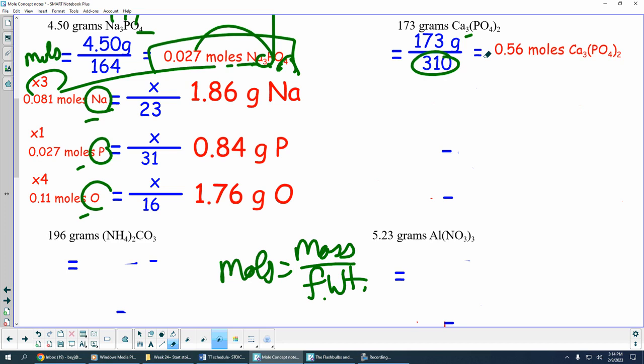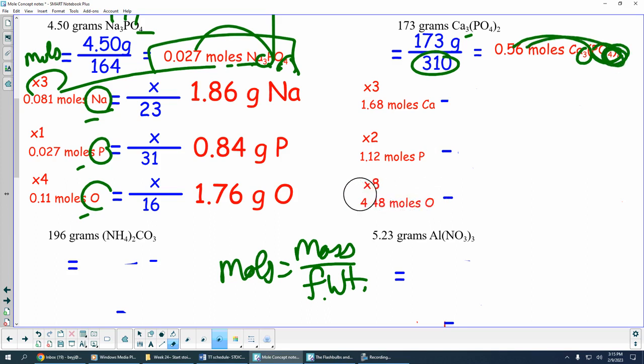Now, we're going to do the same scale on the front, and we are going to multiply this by 3 for our calcium. So 3 times 0.56 gives me 1.68. I'm going to multiply it by 2 for phosphorus to give me 1.2 moles of phosphorus. I'm going to multiply it by 8 for oxygen.